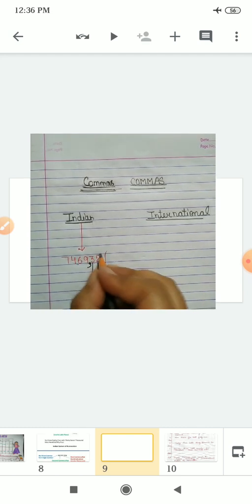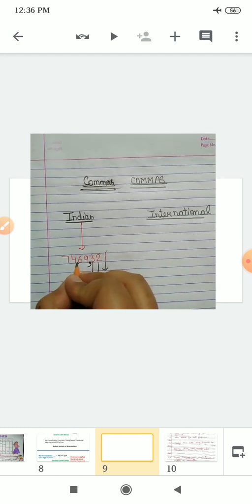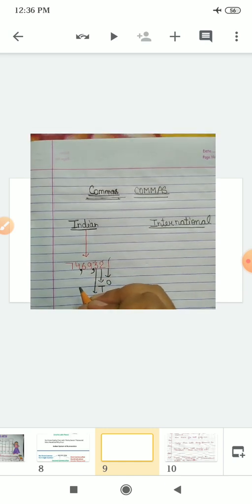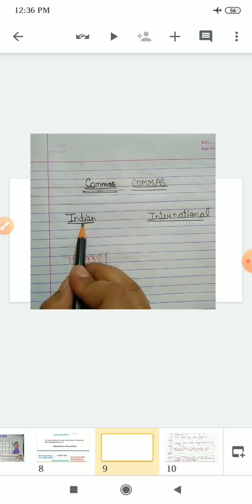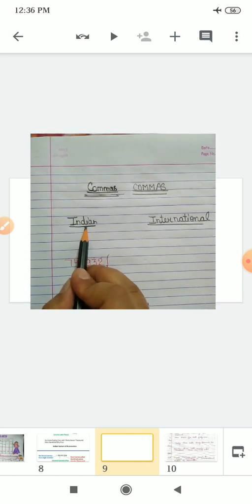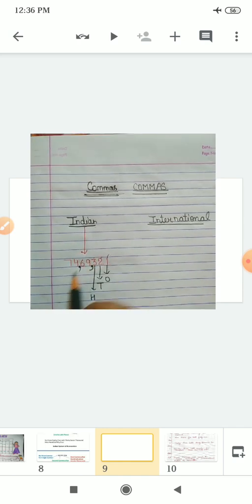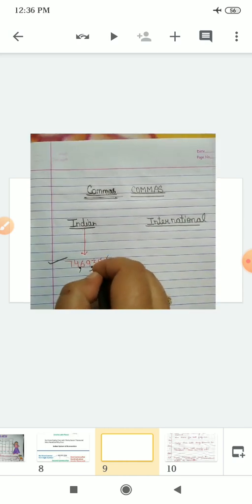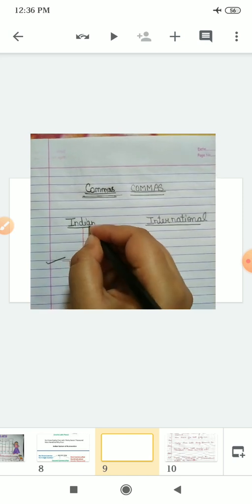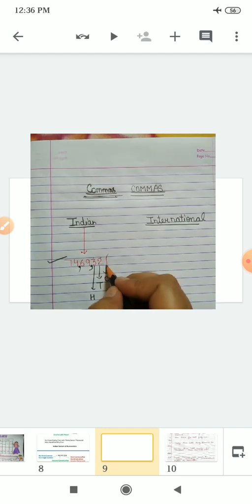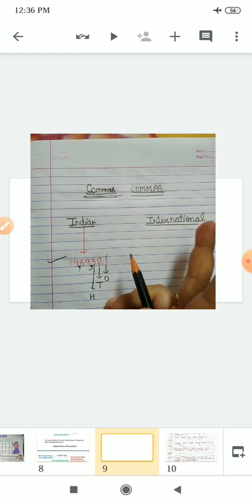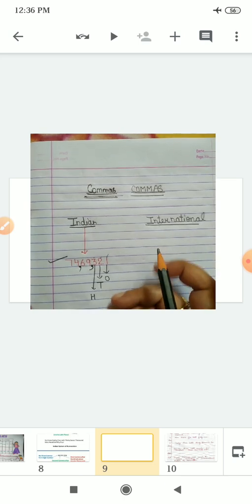Understood? See, one easy method I am telling you: whenever you are given any number, its name is also changed according to the Indian system of numeration, and its name is also changed according to the international system. Both names are different for both systems of numeration. So first, in the Indian system, your steps are: the first comma will come after 3 digits, next comma will come after 2 digits. Understood? The first comma will come after 3 digits.